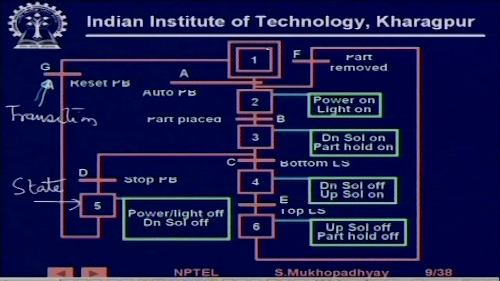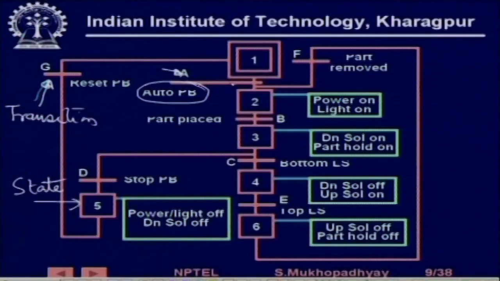You see that the double square means that it is the initial state. So, if the auto push button is pressed, this is a transition A, which gets activated, which will take place and take the system from state 1 to state 2. So, this is the transition condition. You can have much more complicated conditions. In this case, we have very simple conditions. And then, if this transition occurs, the system comes to state 2.